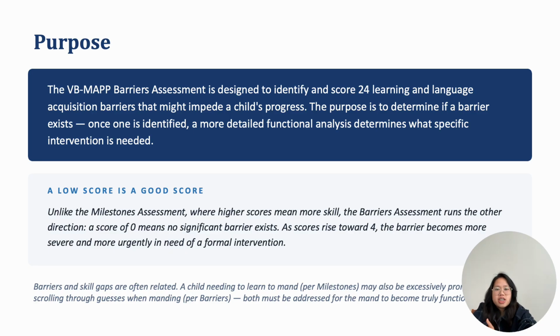Here's the piece that trips people up the first time they see this assessment. It runs in the opposite direction from the milestones assessment. On the milestones assessment, higher is better, while on barriers, lower is better. A score of 0 means no significant barrier exists, and scores climbing towards 4 mean a more severe problem and a more urgent need for formal intervention.